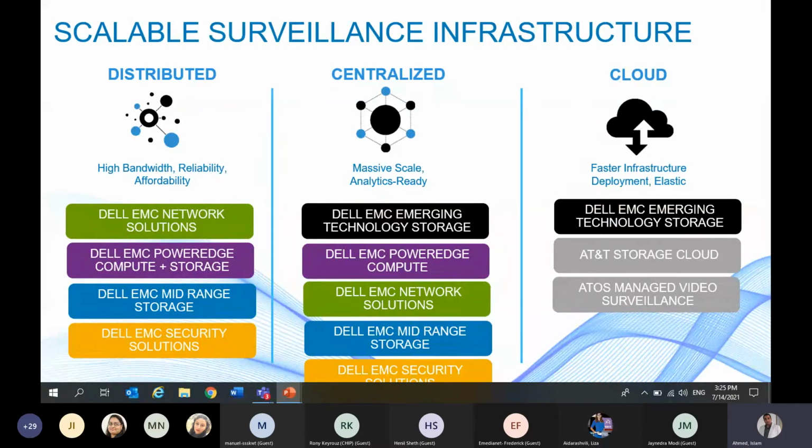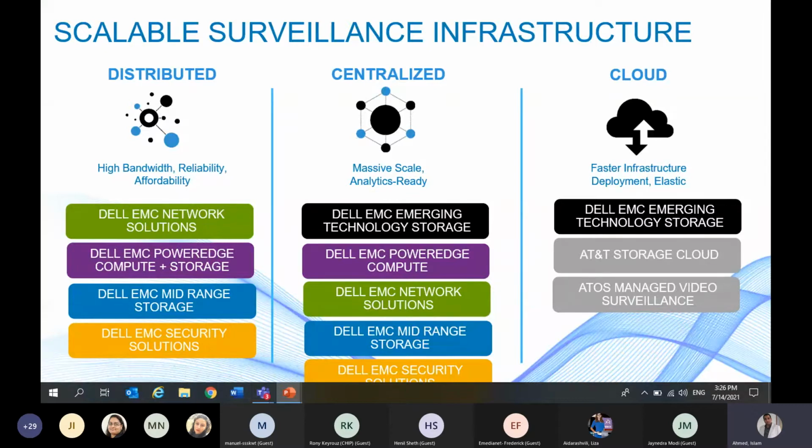People always care about and are concerned about high bandwidth, reliability and affordability, because in each branch they will install the cameras and small NVRs, and then in another branch the same thing. So for them, it's very important to know about the high bandwidth and reliability and how much it costs for distributed.